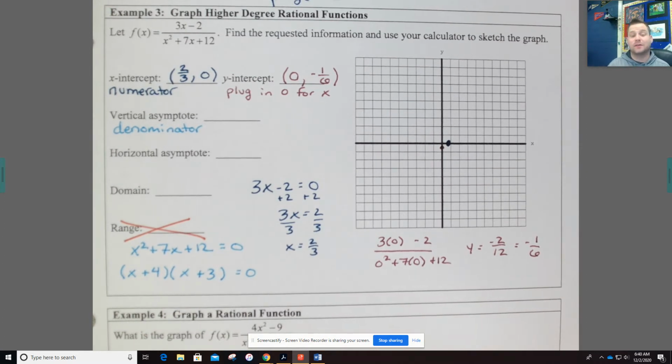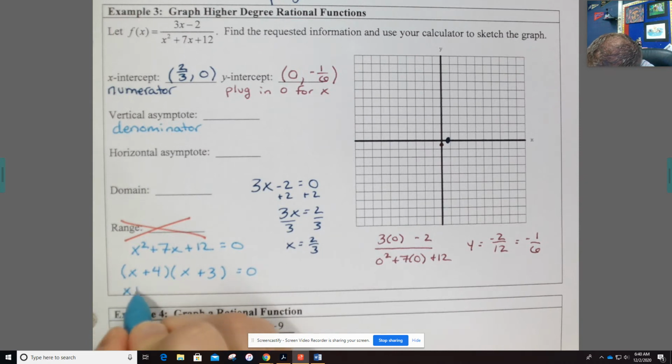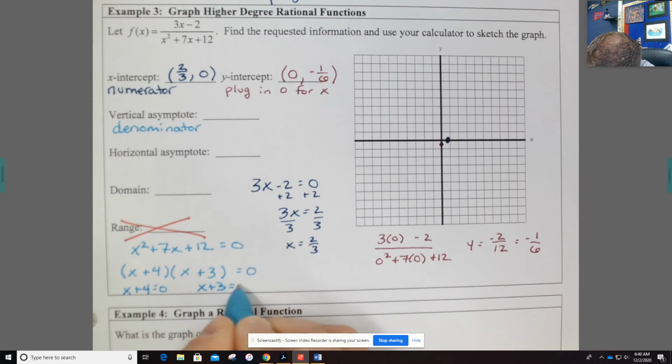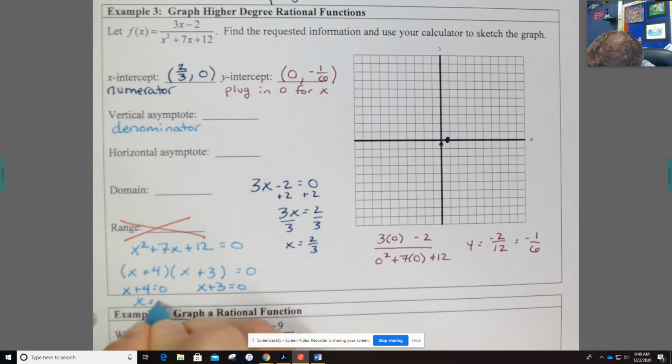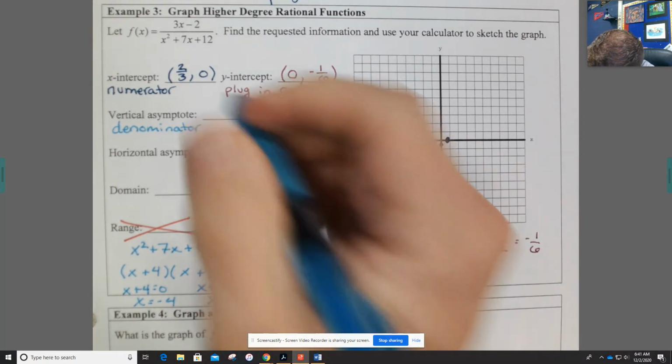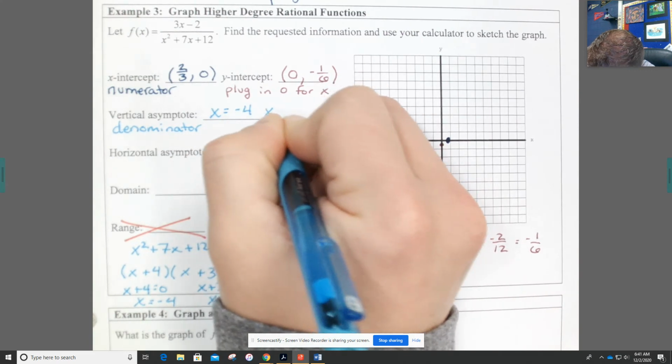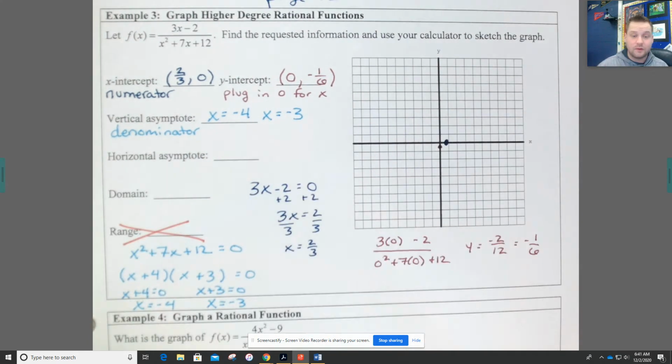After we have that factored down, we break them apart. So I have x plus 4 equals 0, x plus 3 equals 0, and we solve. So we're going to get vertical asymptotes at x equals negative 4, x equals negative 3. Remember, an asymptote is a line, so these are not points. They should be equations. Okay, so I got my vertical asymptotes of x equals negative 4, x equals negative 3.